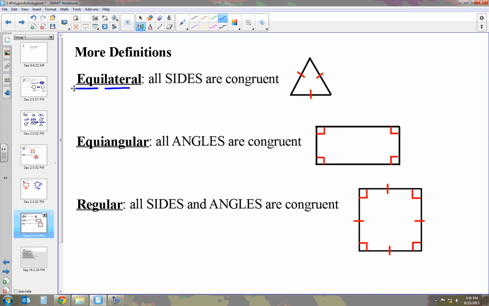The next one is equiangular. That's when all angles are congruent. If we look at this rectangle, all the angles are 90 degrees, so they're all equal, so they're all congruent. Equa meaning equal, and angular meaning angles. So that is equiangular, if all the angles are congruent. And the very last one is a very special type of polygon, and that's if all sides and all angles are congruent, just like the square over here. All the sides and all the angles are congruent in a square, and we call that a regular polygon.